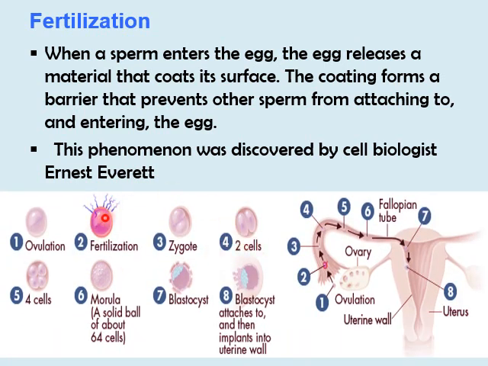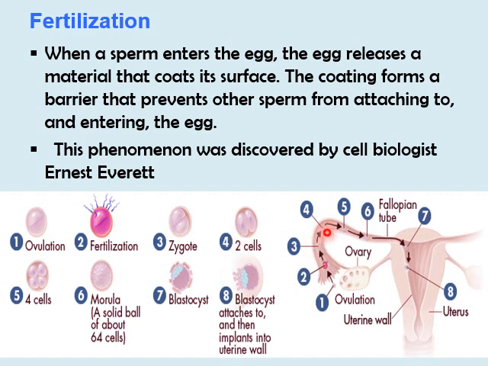And this flowchart shows the process of fertilization until the blastocyst attaches to the uterus. As you can see here, the first event is the release of the egg from the ovary to the fallopian tube. Then, if there is copulation or sexual intercourse, the egg can be fertilized by the sperm. Then it will develop into the zygote, a single diploid cell.